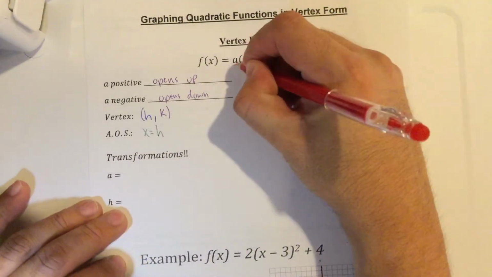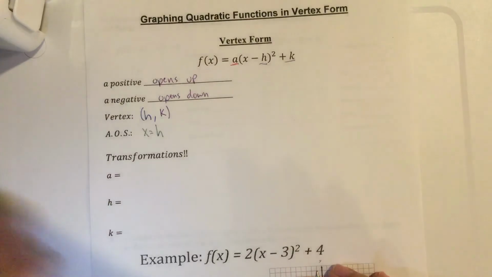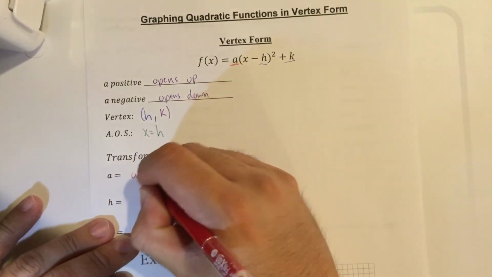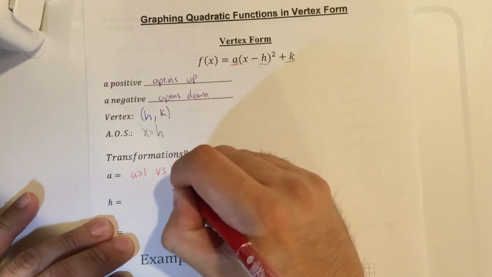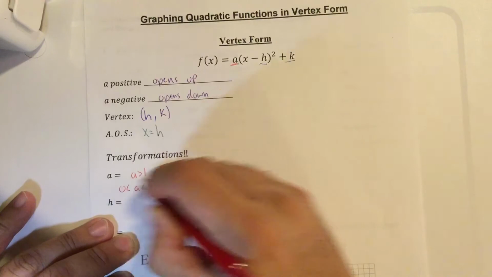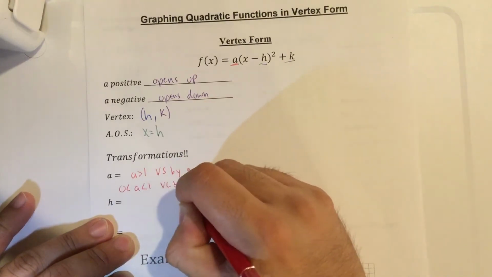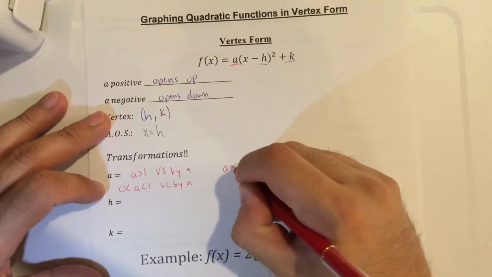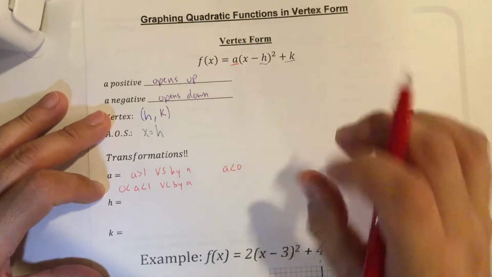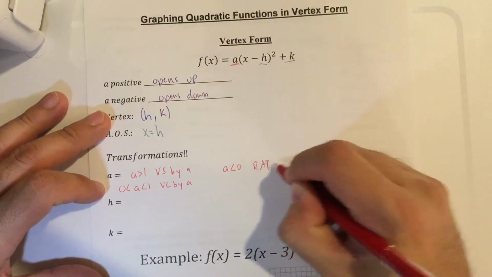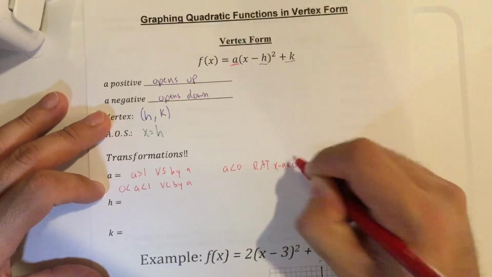So this is our a value right here. Notice it's in front. It's the coefficient. If a is greater than 1, that's going to be a vertical stretch by a. If a is less than 1 but greater than 0, that's going to be a vertical compression by a as well. And also if a is less than 0, so it's a negative number, not really the constant, but just that negative sign, it reflects across the x-axis.